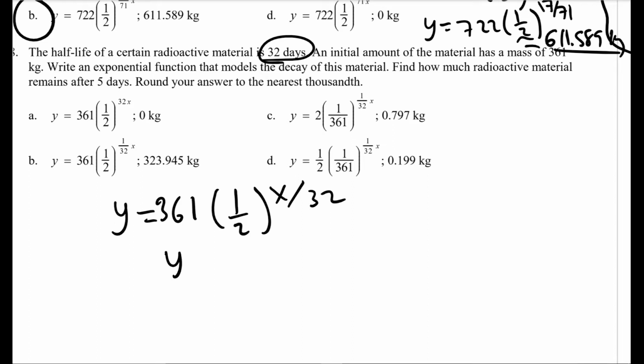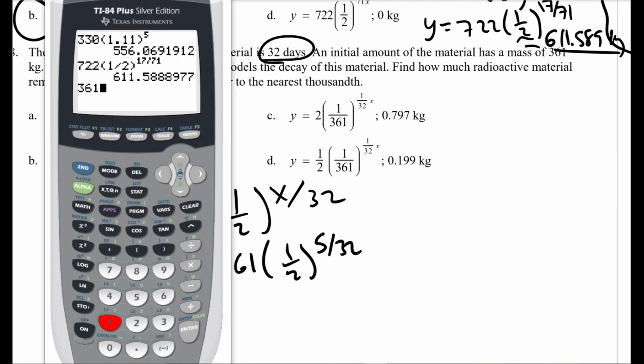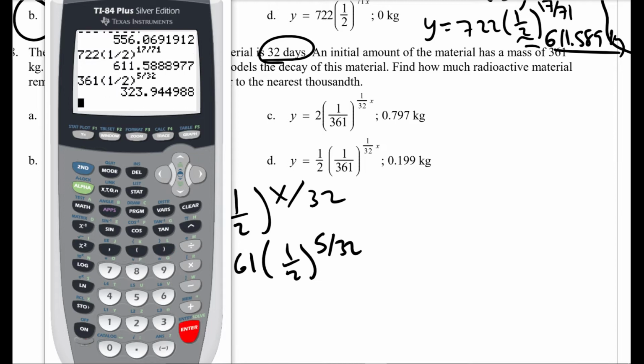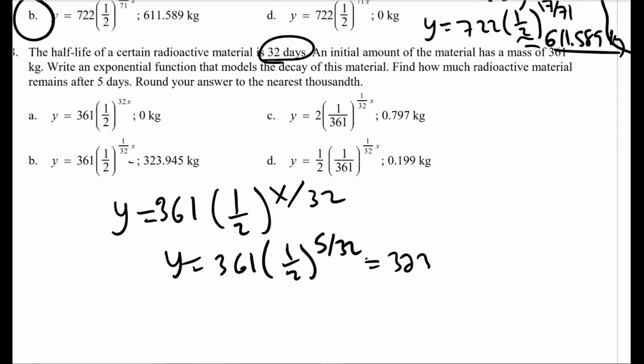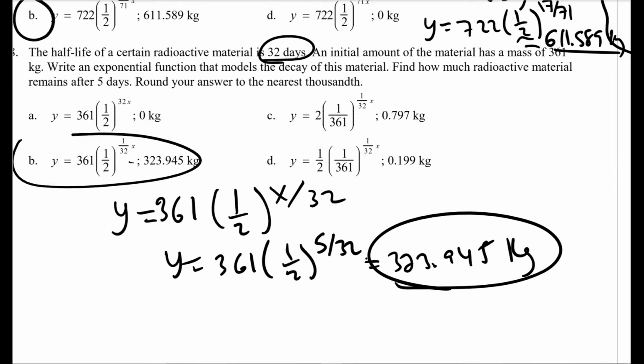So now we're going to plug 5 into X. See, once you have the model, it makes it really simple. And then we're going to plug that in. So it looks like the one that has the X over 32, well, there's actually 3 of them that have the X over 32. So we got to figure out what's the right answer here. So we got 323.945 kilos. All right, so that looks like it's B.